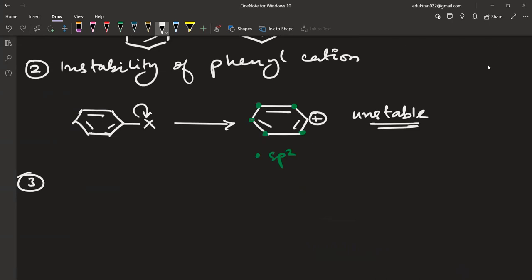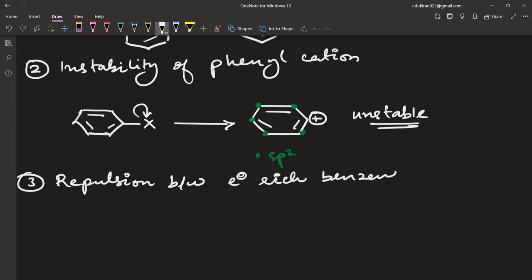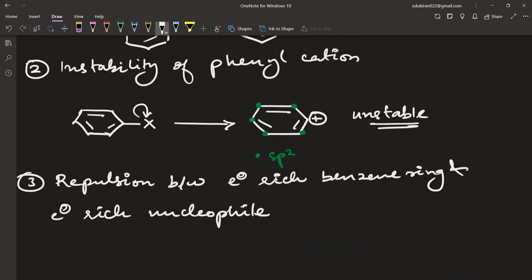Next, third reason is repulsion between electron-rich benzene ring and electron-rich nucleophile. Okay, this is the reason for which? Third or fourth reason will be for SN2. So we have covered both. SN can only happen in two ways, SN1 and SN2. Why SN1 cannot happen? Because of the strong CX bond. Why SN2 cannot happen? Because of repulsion between electrons.